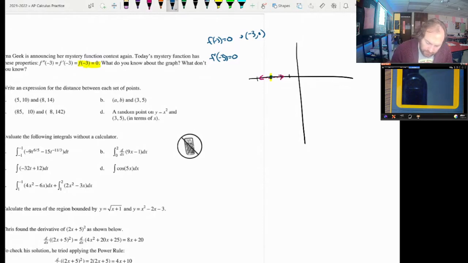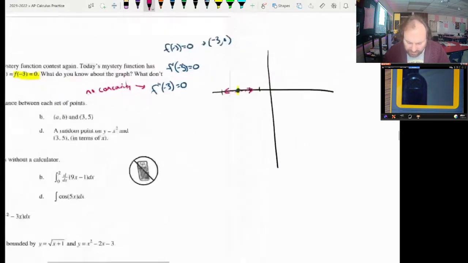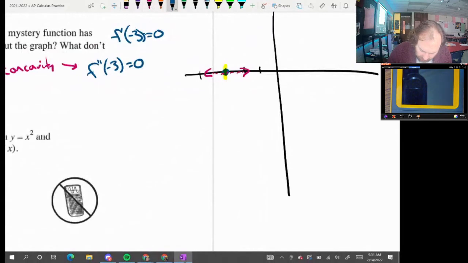I know that f''(-3) is also 0. And what that means is that there's no concavity there. It's neither concave up nor concave down. There's no concavity at that point. So I know that it can't just be a parabola because that would be concave up, and it can't just be a downward parabola because that would be concave down. My best instinct is something like this. The graph looks something like this at that point.